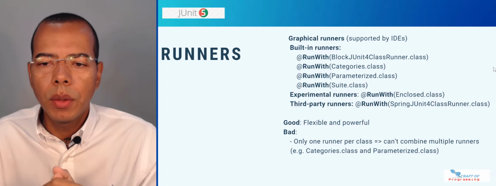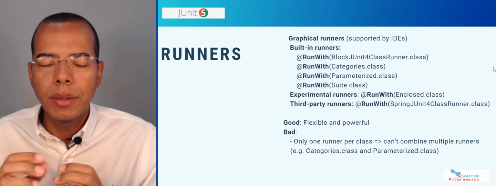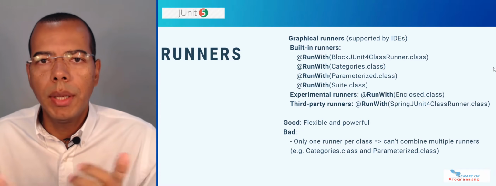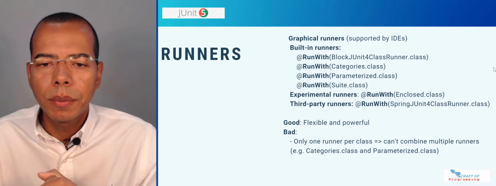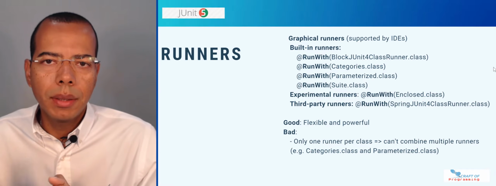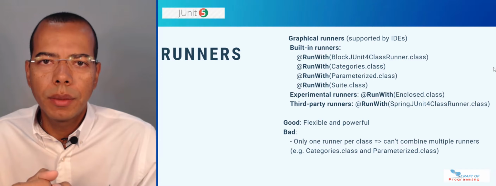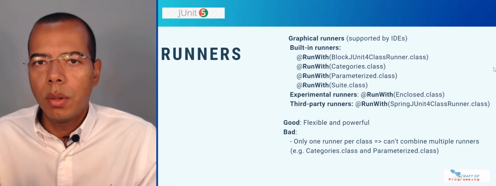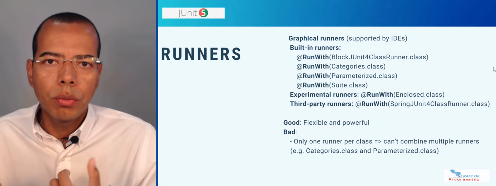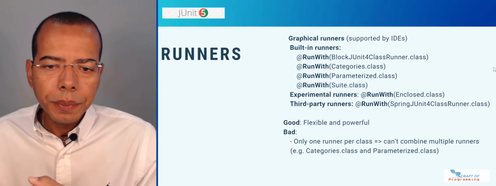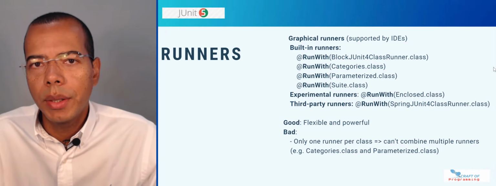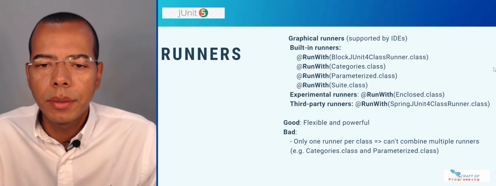As you can see here, they were basically categorized in terms of graphical runners, which were supported by any IDE like IntelliJ or Eclipse, and this is what enabled you to create a JUnit test, and then just run it, or go to a package or an entire project and just run all of those tests. So when you do that, the IDE was creating a graphical runner to basically run your tests.